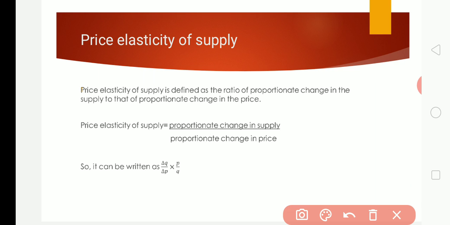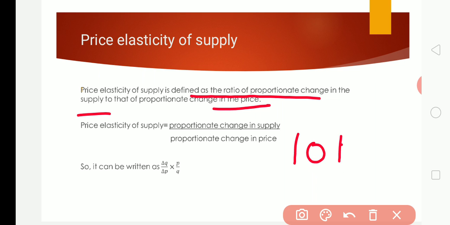Now we will see what price elasticity of supply is. It is defined as the ratio of proportionate change in the supply. The supply is going to change because of the change in the price, because price is an independent variable. So when the price changes, suppose earlier the price was 10 rupees and now it is increased to 15 rupees. If the price increased from 10 to 15, how much is the supply going to increase?